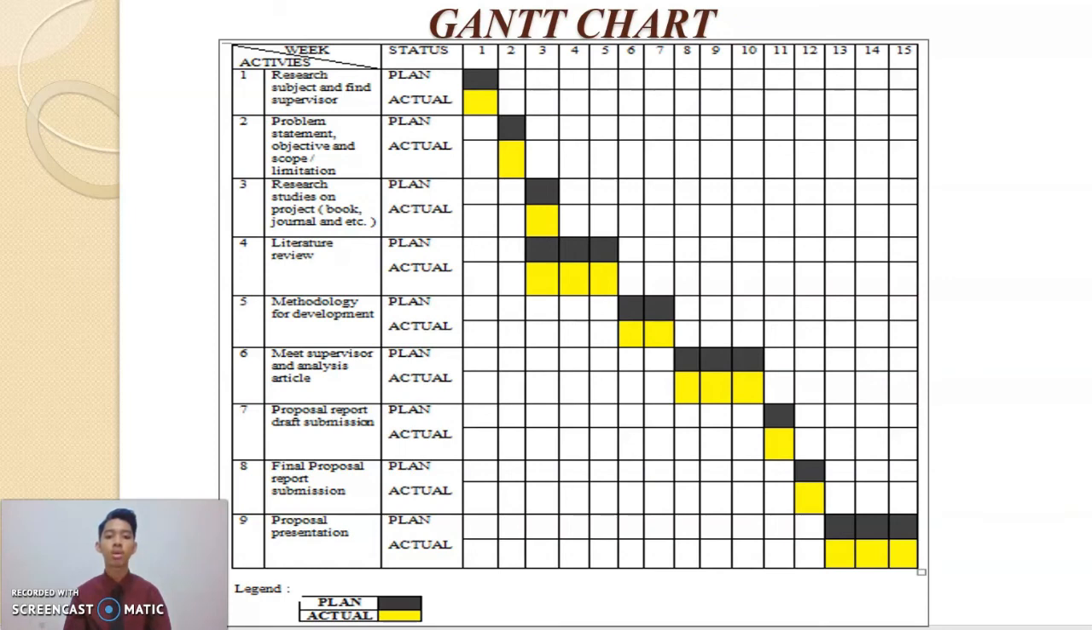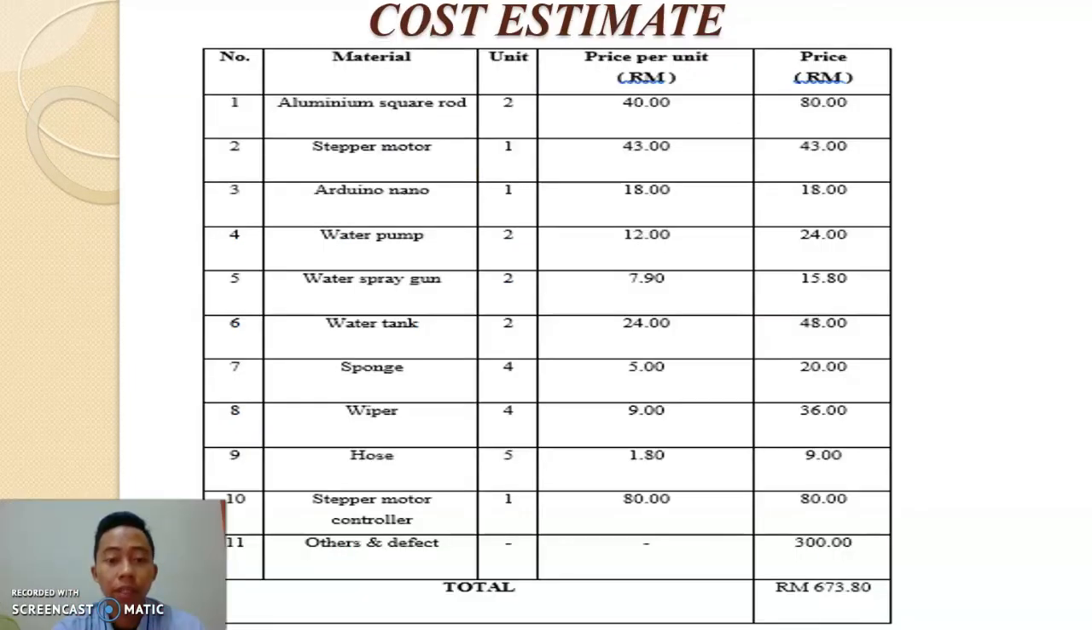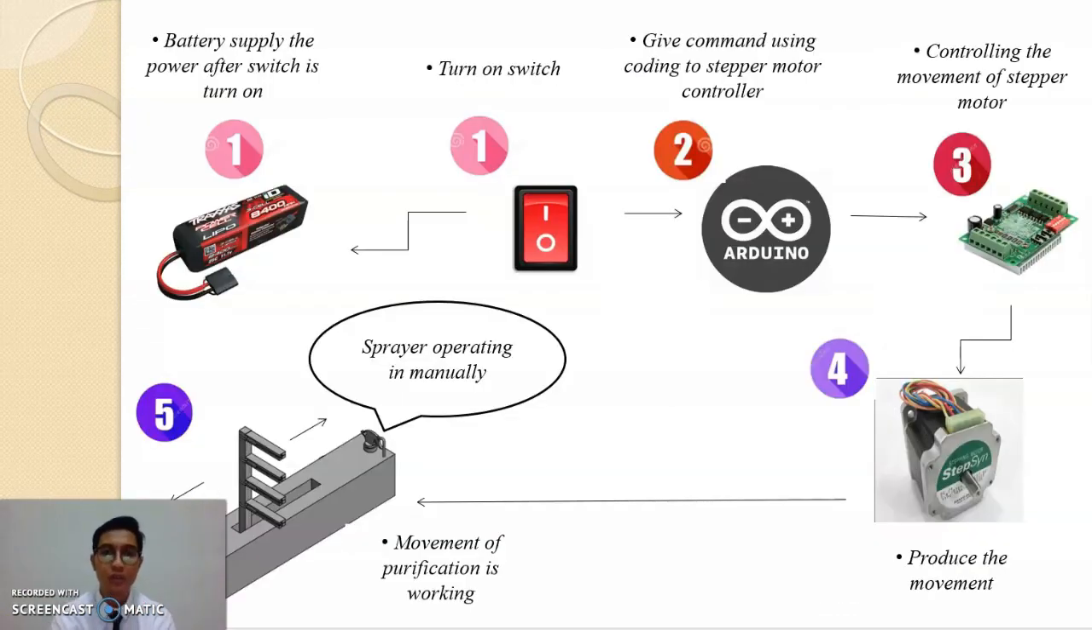For the last process, which is the 13th to 15th week, the proposal presentation is made to determine whether or not the project can be continued. Based on the cost estimate shown, the materials used are 10 items. The total of the materials is RM673.80 only. Next, we go to the infographic.